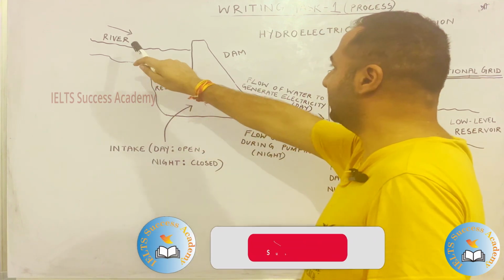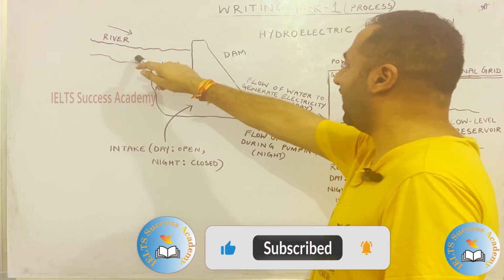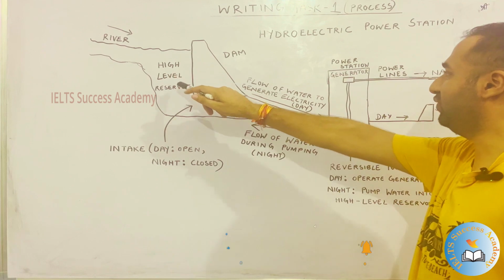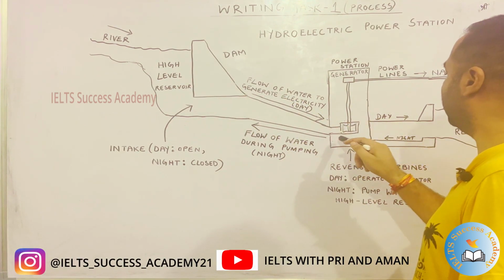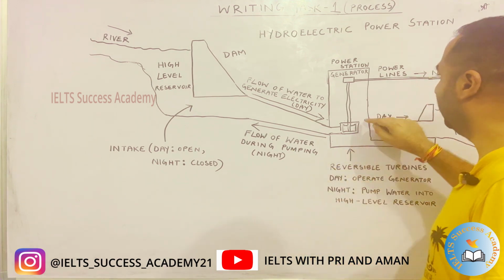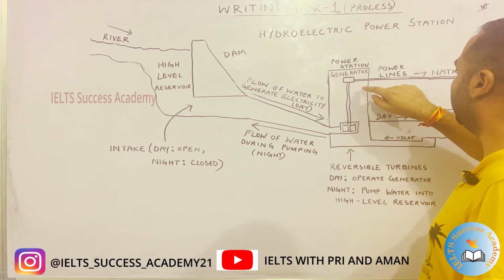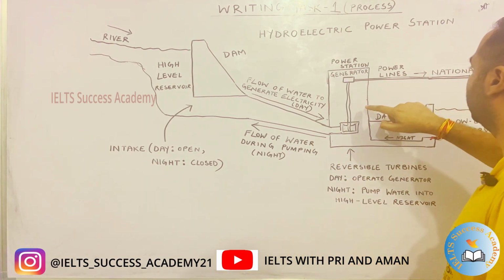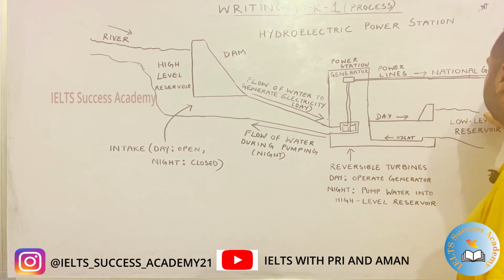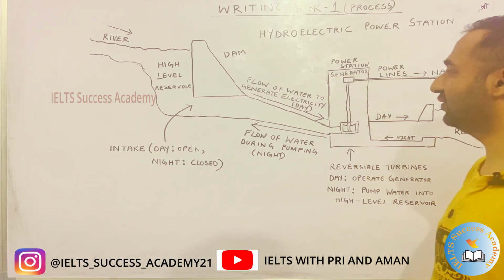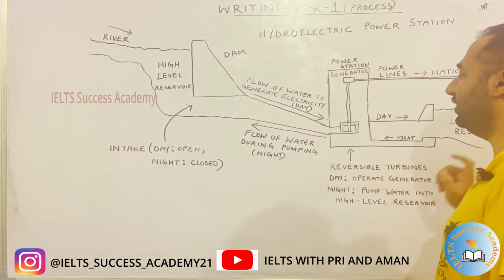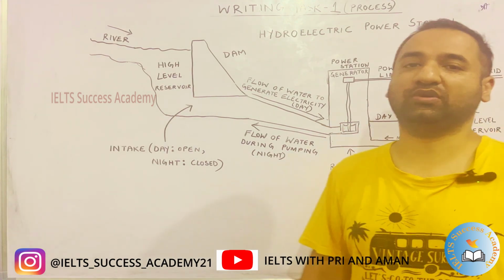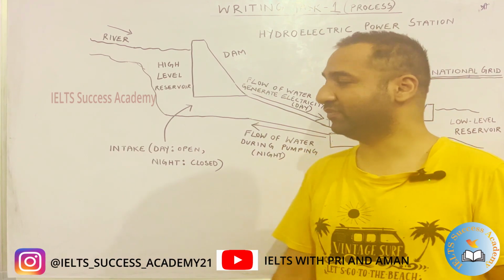So what happens is that water from the higher level reservoir moves down and goes to the generator, right? And then electricity is produced which moves through the power lines to the national grid. Okay, and the rest of the water moves to the low level reservoir. This is what happens during the daytime.